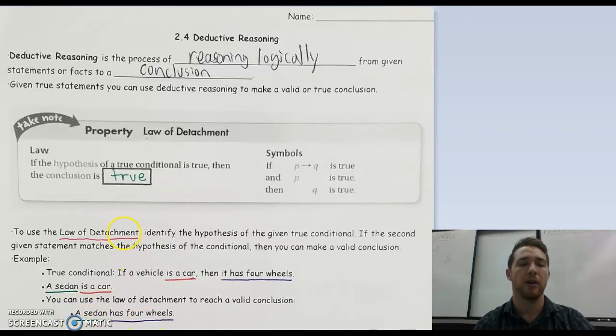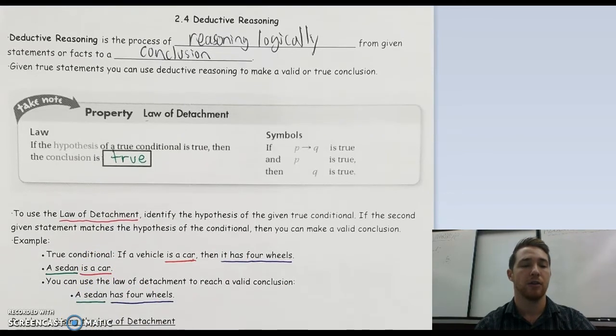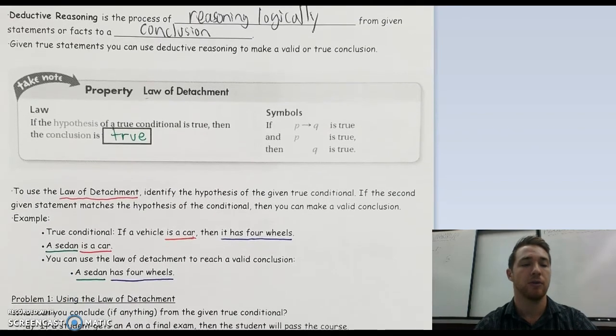So basically, the way you want to think about this is that we start off with the true conditional. I say another statement that's more specific, and then I can make a more specific conclusion. So any vehicle that is a car has four wheels. A sedan is a specific kind of car, so a sedan has four wheels. It follows that conditional, so hypothesis and conclusion are true.